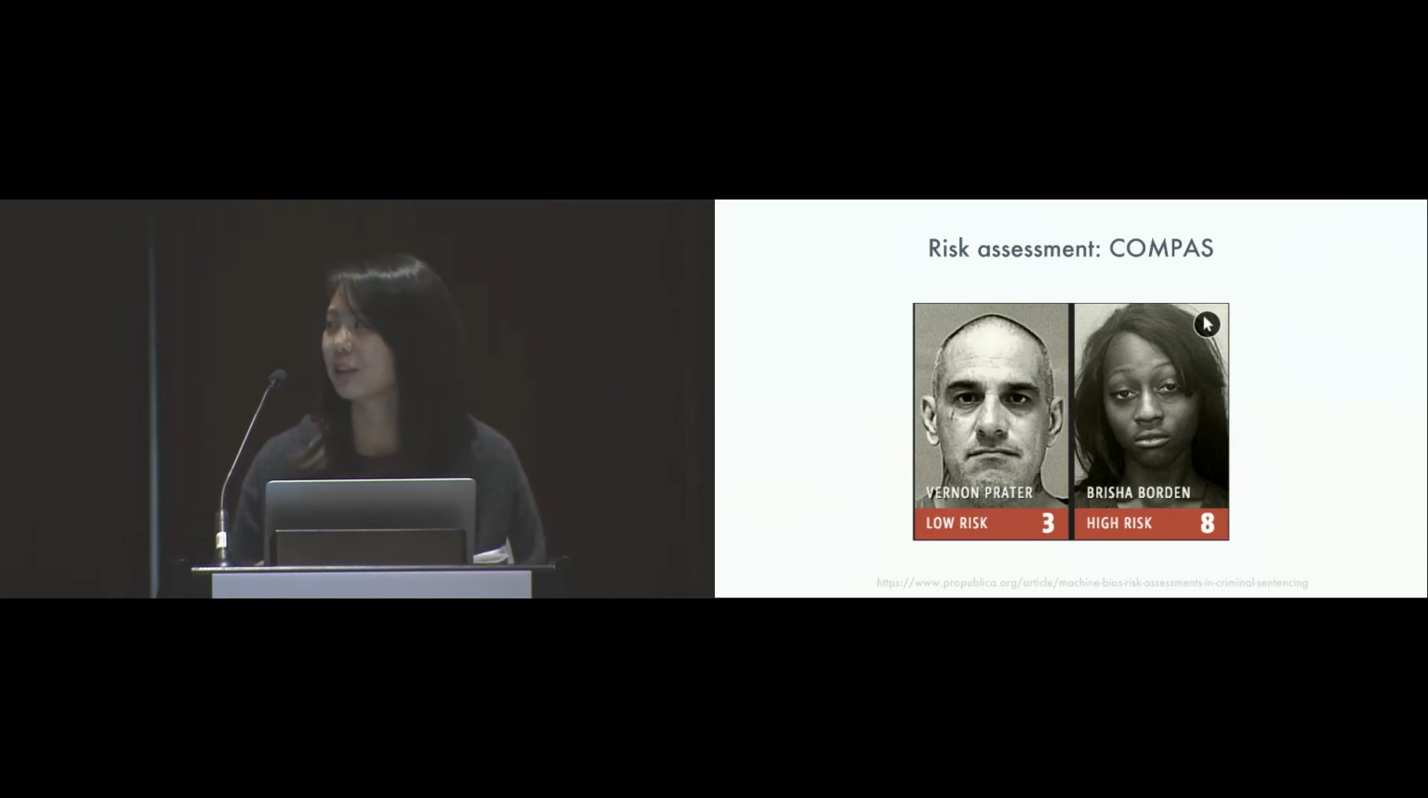I'm sure most of you have already seen or heard this article written by ProPublica. Since its online publication, it has become a classic case in understanding fairness in algorithms. It has caused much controversy because it claims that the tool is biased against African Americans. This slide shows two people, Vernon Prater and Brisha Borden. Both of them committed petty crimes, but Borden on the right is classified as high risk as compared to Prater.